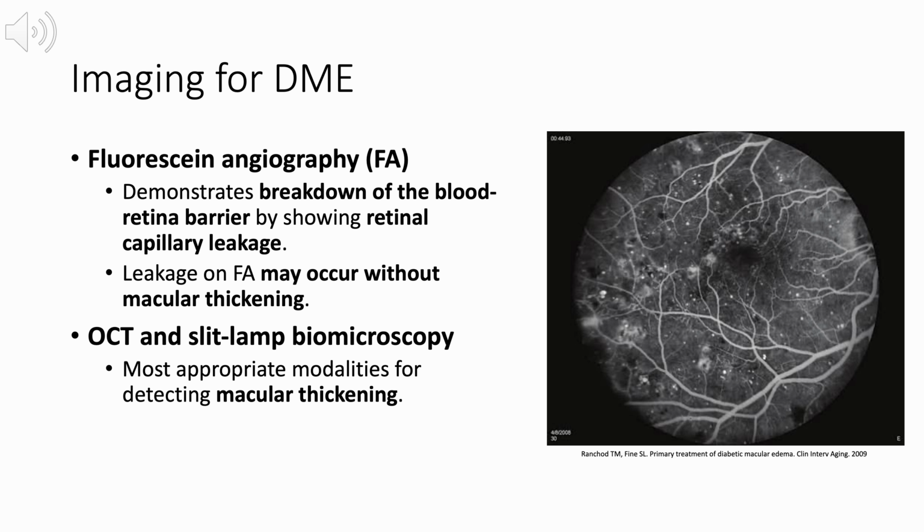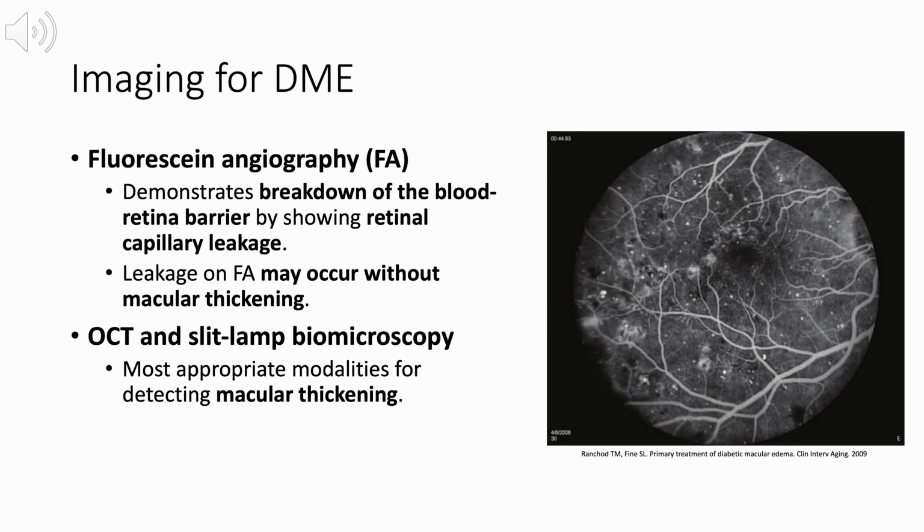For detecting macular thickening itself, the most appropriate modalities are OCT and slit lamp stereobiomicroscopy. OCT provides the quantitative cross-sectional measurement of retinal thickness, and stereobiomicroscopy at the slit lamp provides direct clinical assessment of retinal elevation. The practical implication is that these modalities are complementary rather than interchangeable. You use OCT to determine whether edema is present and whether it involves the center, and you use fluorescein angiography to identify the source of leakage and to assess macular perfusion.